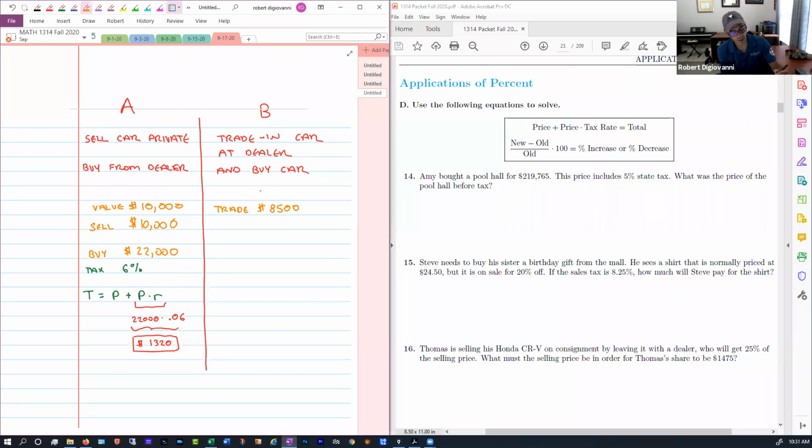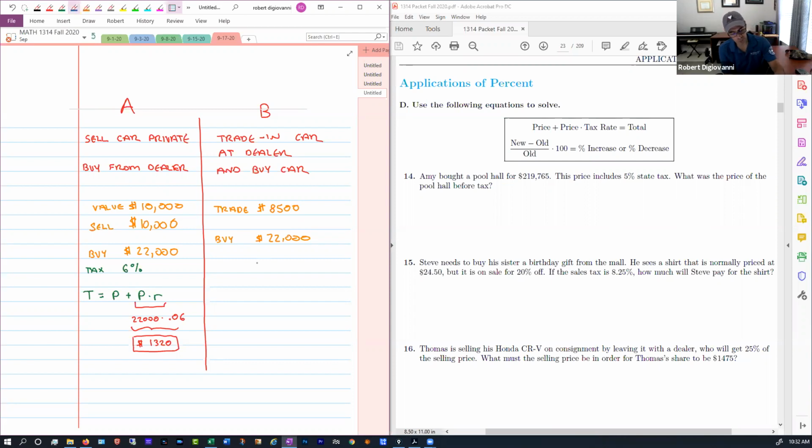Let's see. Now you buy your car at $22,000. Y'all with me? Here's the part that most people don't know. How much are you going to pay taxes on? In scenario B, are you going to pay 6% of $22,000, just like we did on the left side? No. When you trade a vehicle in, you only pay tax on the difference in the values.